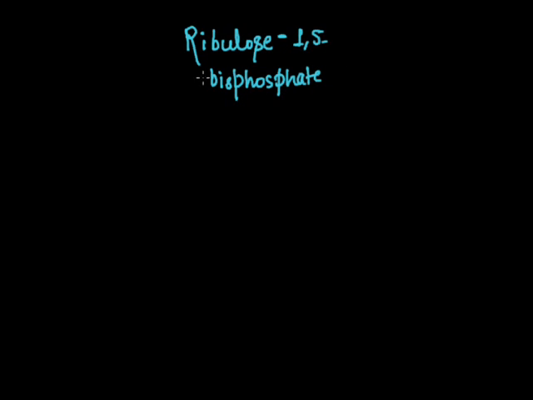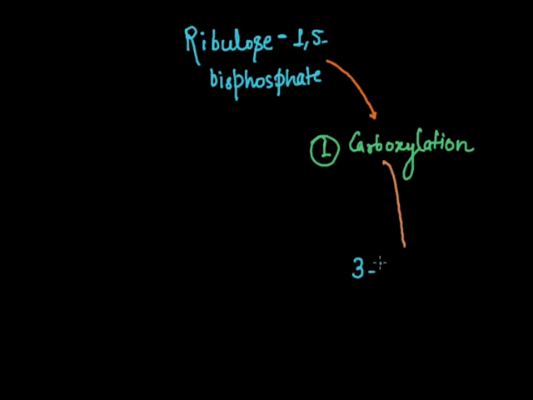So, when it occurs in a cyclic process, the first carbon dioxide acceptor in C3 plants is ribulose 1,5-bisphosphate. Here carboxylation occurs. That is the first step. So 3-phosphoglycerate is formed and CO2 is evolved in the atmosphere.